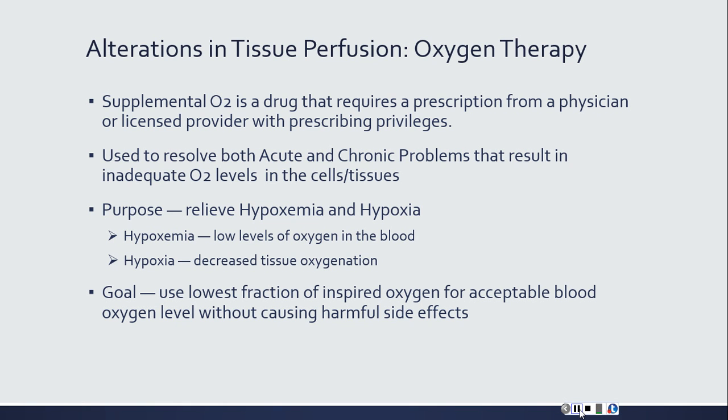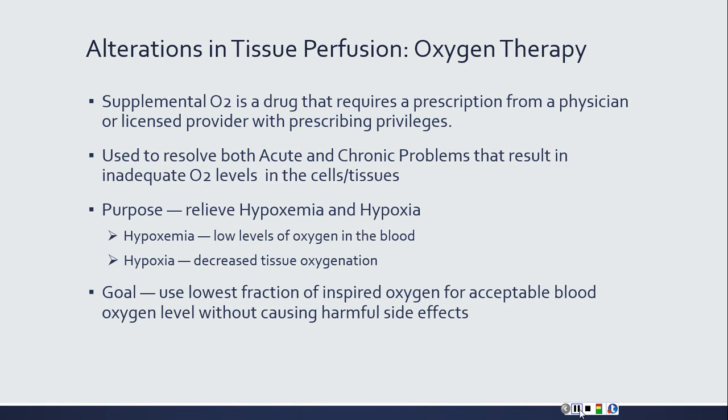All right. Oxygen is also used to resolve both acute and chronic problems that result in inadequate oxygen levels in the tissues and the cells. Now, the purpose of oxygen therapy is to relieve hypoxemia, and hypoxemia is low levels of oxygen in the blood. That little "emia" at the end of it, that's going to be your big clue there.